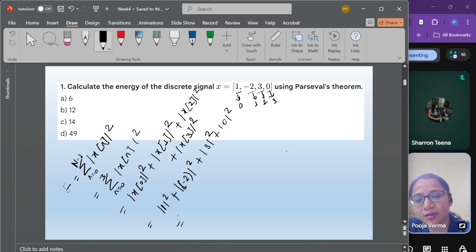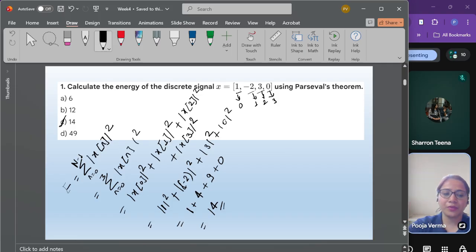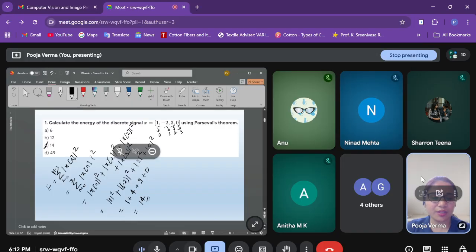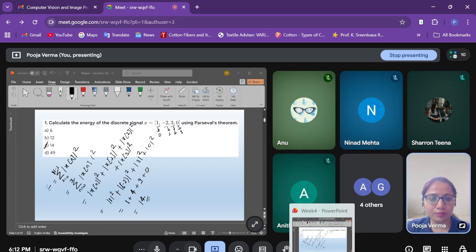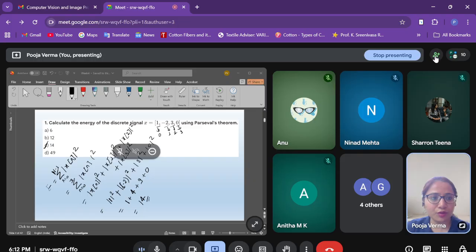Now 1 square is 1 only, minus 2 square is 4, and 3 square is 9, and this one is plus 0. If you add all these values, you will get 14, right? So 14 corresponds to which option? That is C, so option C is the correct answer for this question. Is it fine? These are the basic questions. I hope all of you are fine with this question. Can we move to our next question?